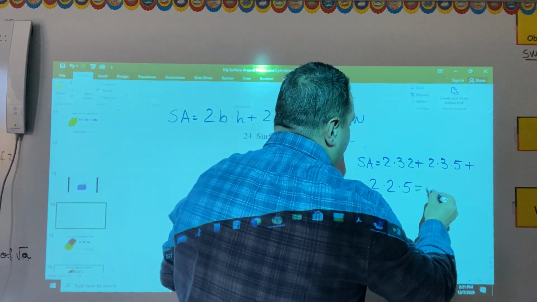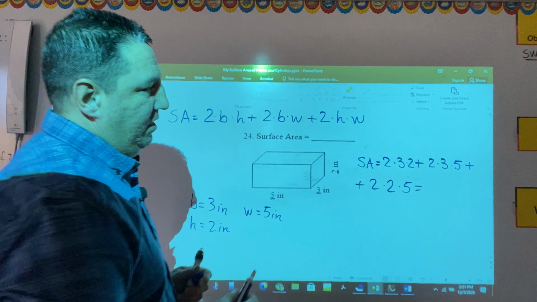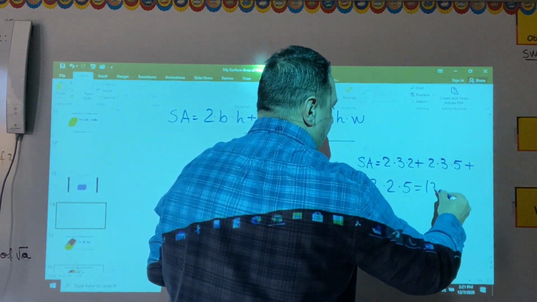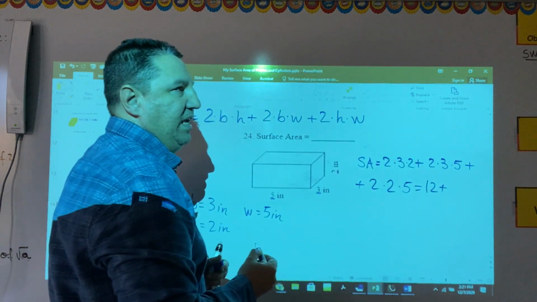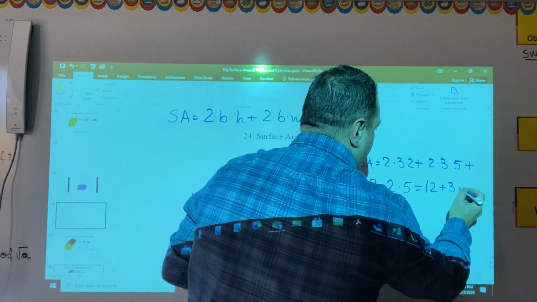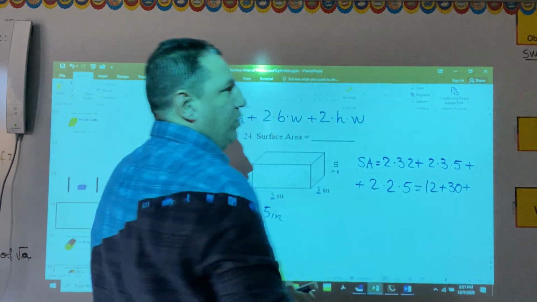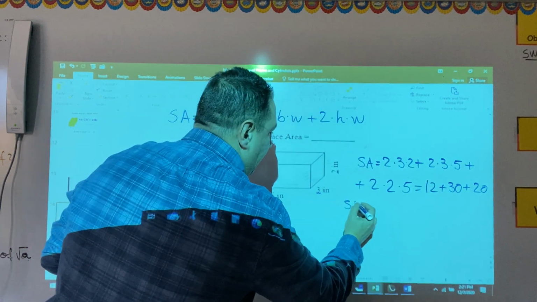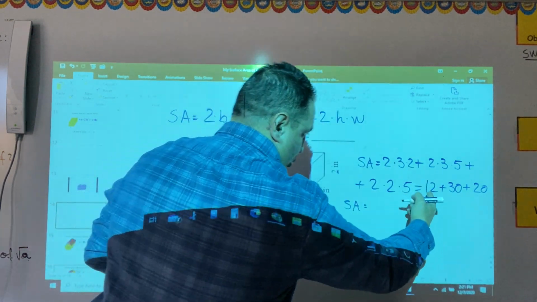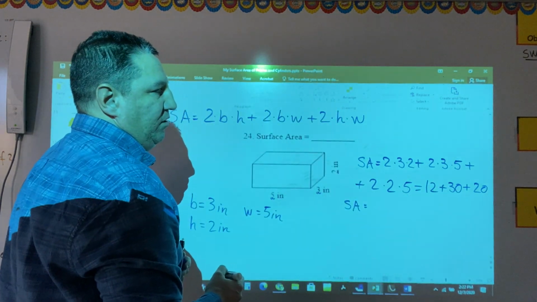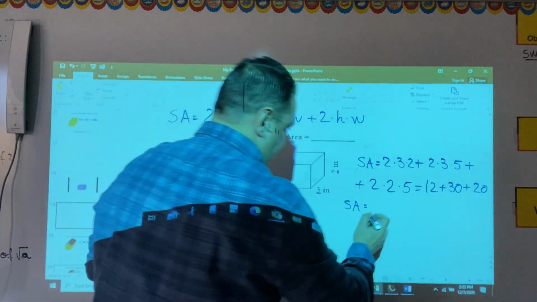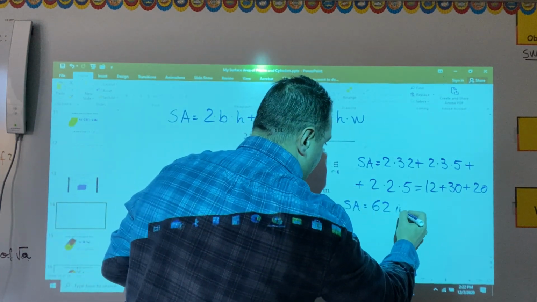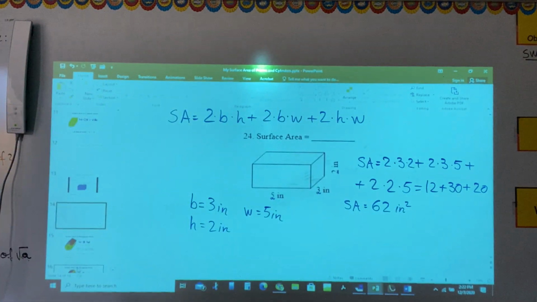Let's find how much is the sum of these products. 2 times 3 is 6, times 2 is 12, plus 2 times 3 is 6, times 5 is 30, plus 2 times 2 is 4, times 5 is 20. So surface area would be 12 plus 30 is 42, plus 20 is 62. Now units, square inches. Good.